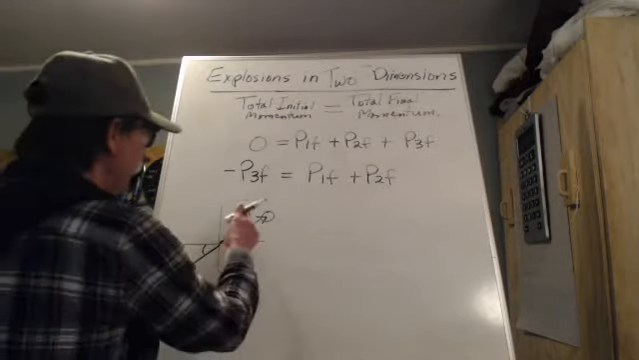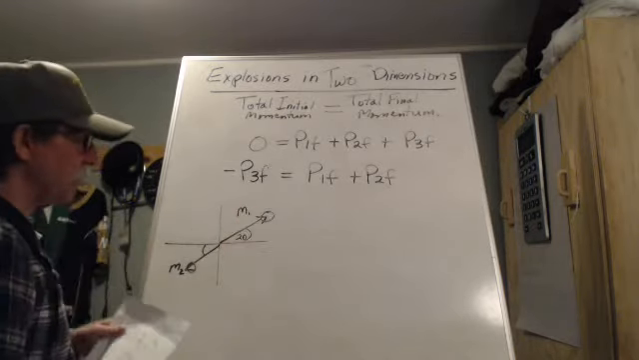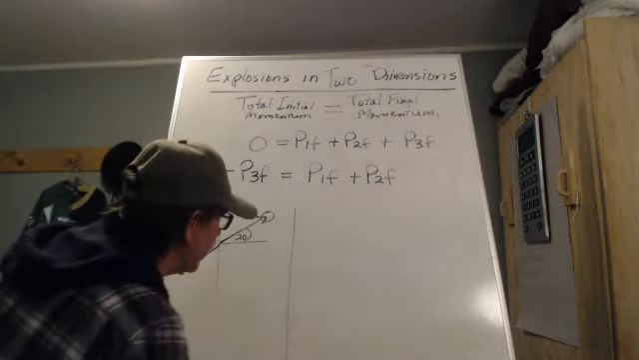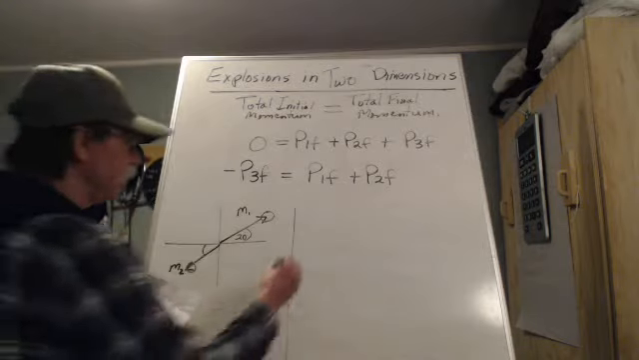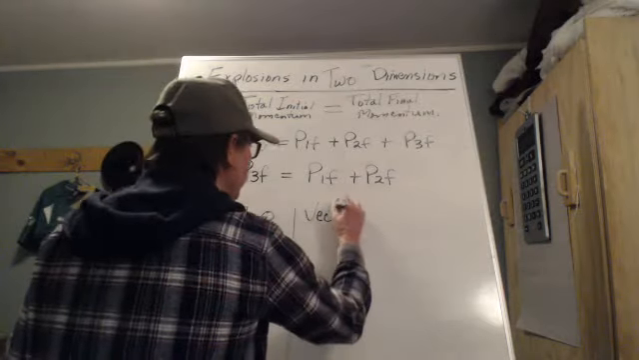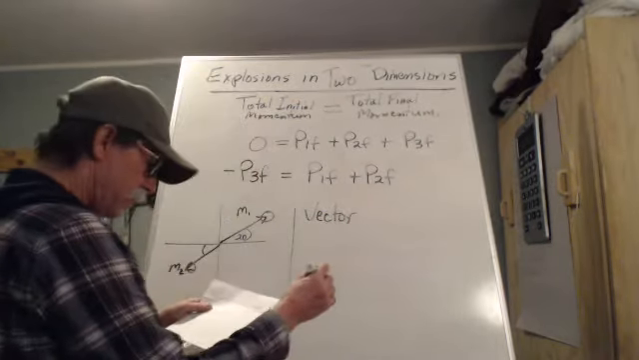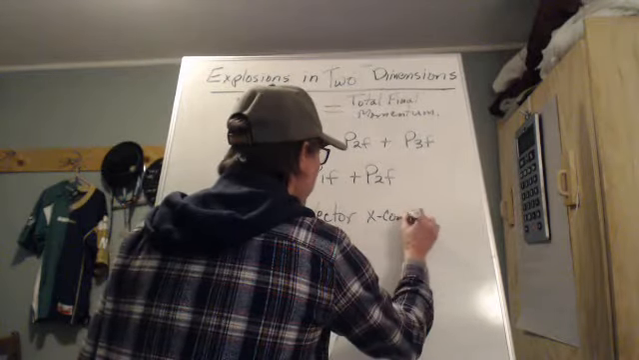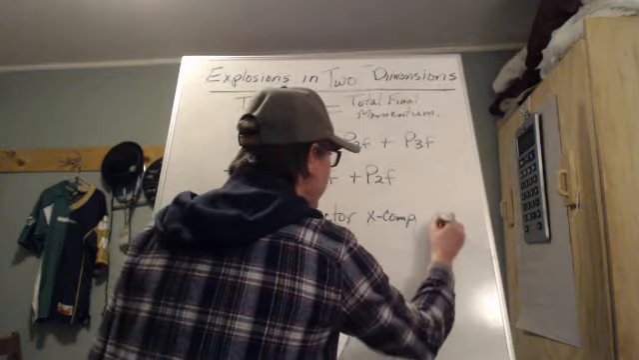So let's go with M1, the first mass. We'll also make a chart over here, and I'm going to do this vector x component and y component.